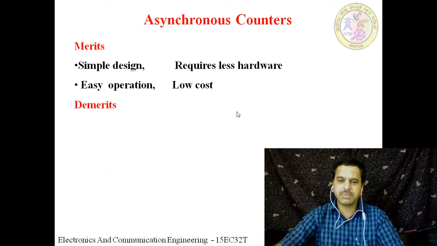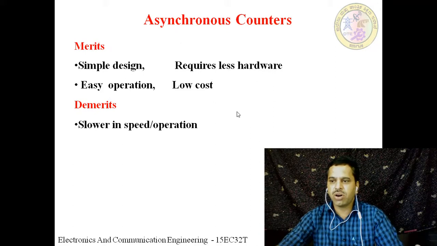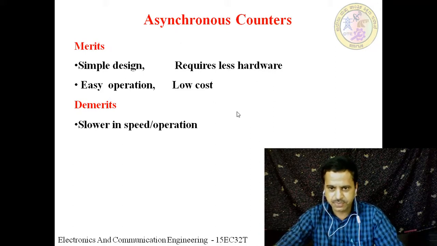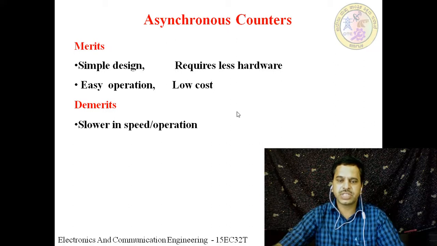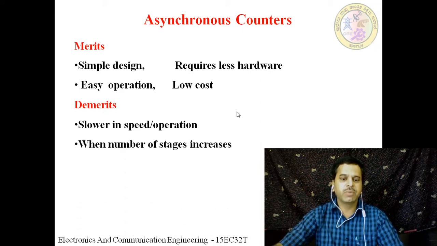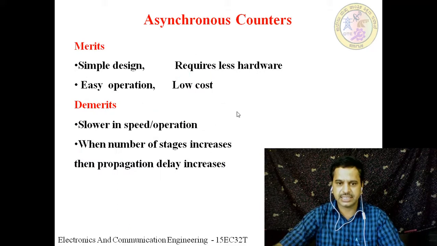What are the demerits of this asynchronous counter? Slower in speed, because the number of stages in the flip-flops goes on increasing. The speed decreases because each flip-flop gets its clock from the previous flip-flop only. So it has lesser speed. When the number of stages increases, the propagation delay increases. Those are the demerits of the asynchronous counter.